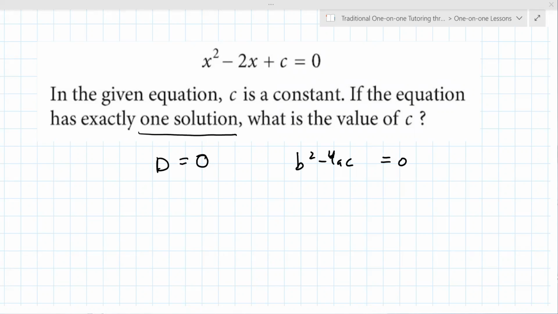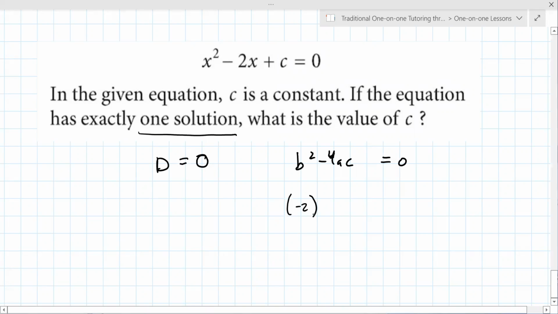Okay, I think I did something wrong. I'm stuck. What's the value of B in this? 0. Okay, let's review. It'd be 4, but minus that 4, because B squared minus 4. Now, what's the value of A? 1. What's the value of C itself? It's C. So we have 4 minus 4C equals 0.